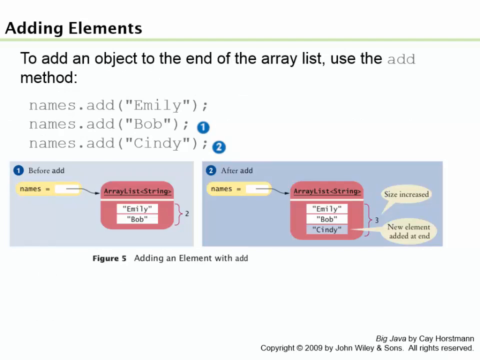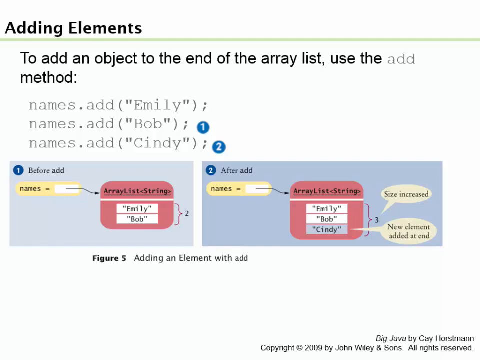So when you want to add an element to an array list, say our list after the first two lines of code, it's right here. Emily and Bob are inside this array list of strings, and now we're adding Cindy. Well, there's the array list, it doesn't change position. This automatically increases its size by 1. So you don't have to do that.